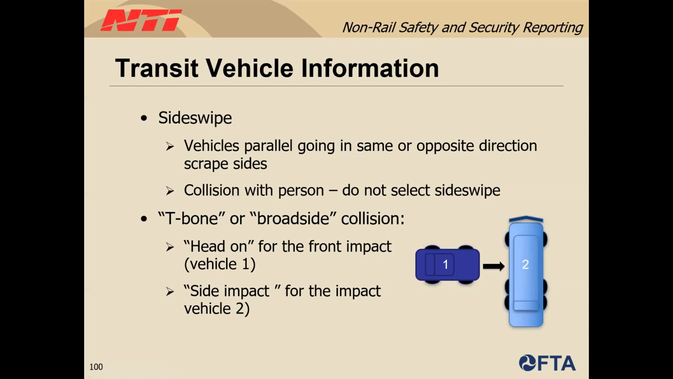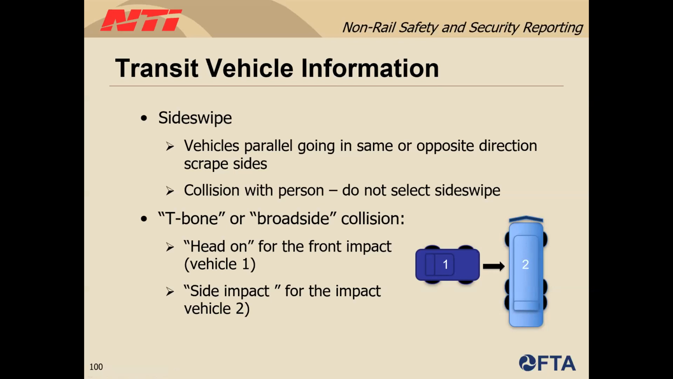Sideswipe is used when two vehicles are parallel to each other going in either the same or opposite directions and bump and scrape along the sides of each other. Both vehicles would be reported as sideswipe. Please note that sideswipe cannot be the action chosen when you are reporting a collision with a person.